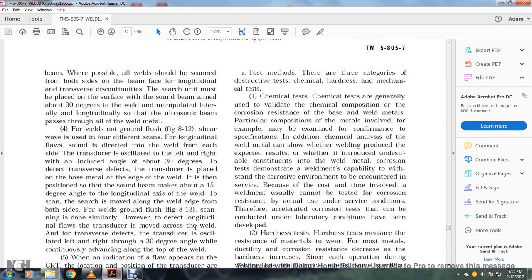Test methods. There are three categories of destructive test methods: chemical, hardness, and mechanical testing. Chemical tests are generally used to validate the chemical composition and corrosion resistance of the base and weld metal, and the particular composition of the metal involved.